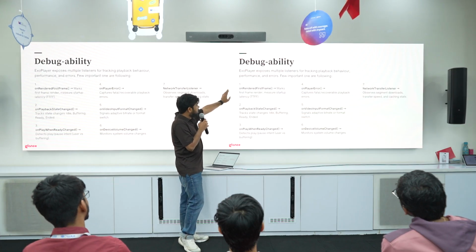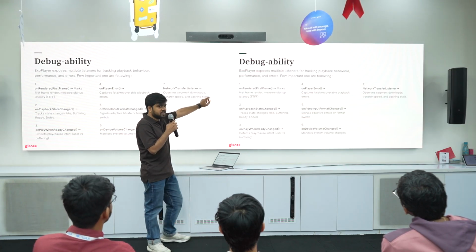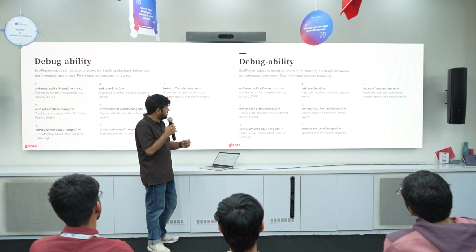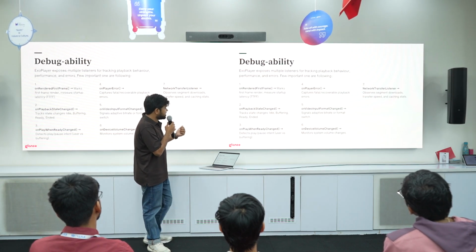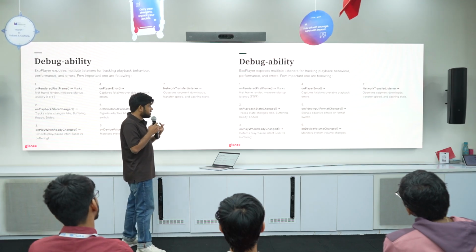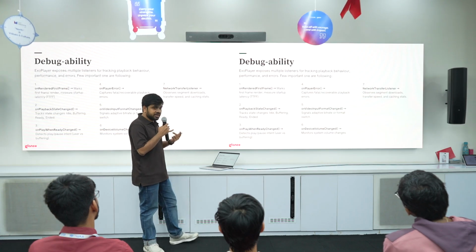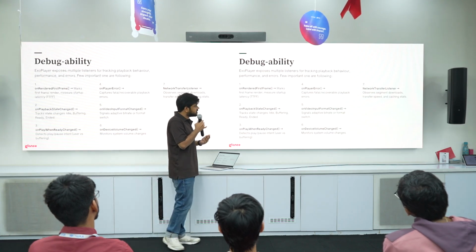The first is onRenderedFirstFrame. This will tell how much time the video takes to render the first frame. The playback state change tells whether the video is playing, buffering, or ended. The play when ready change tells if the user is playing or pausing the video, a background or foreground kind of behavior.